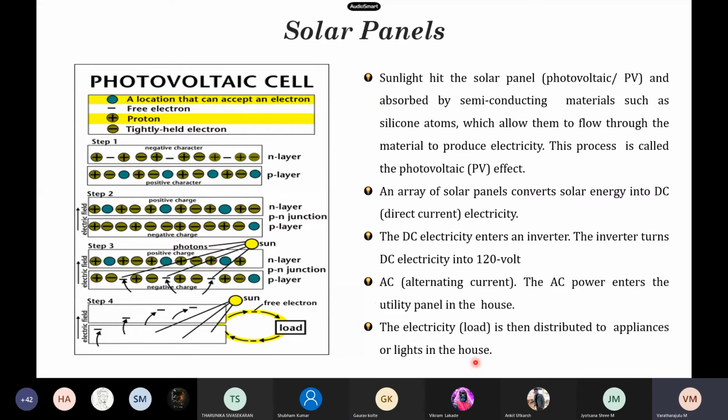Through the potential difference in the semiconductor, we are getting the power, and that is how we get the power through the photovoltaic cell. And when more solar energy is generated, it can be stored in the battery.